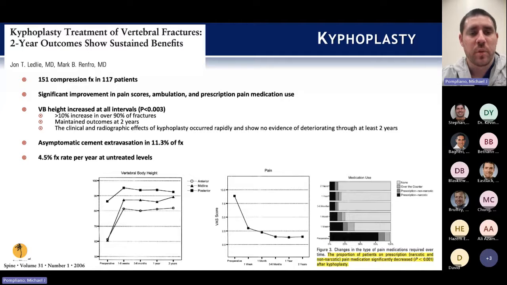So really looking for pain control, and then decreasing prescription pain medication can reduce polypharmacy and prevent a lot of additional medical complications. They found these results were maintained over time.